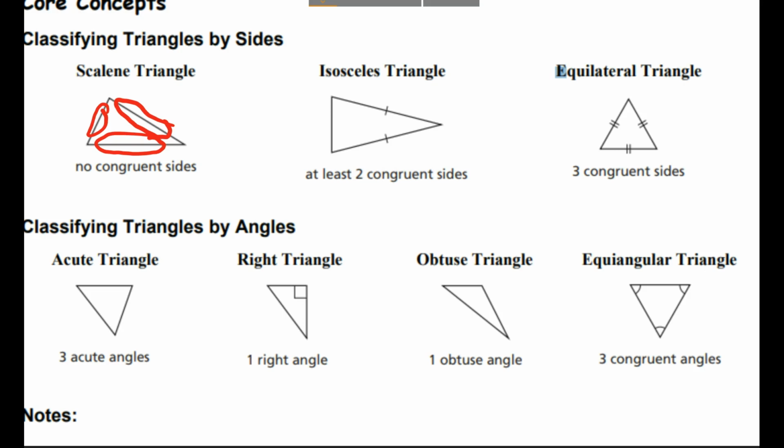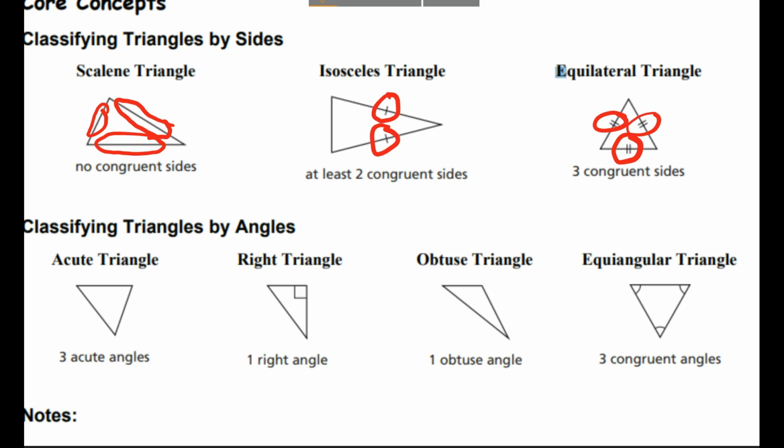I'd like for you not to always try to eyeball a triangle and figure this out, but actually look for the geometric markings. Then we have an isosceles triangle. Here, these two marks say these two sides are congruent. If at least two sides are congruent, then we call that an isosceles triangle. And these markers here say all three sides are congruent, therefore that is an equilateral triangle.